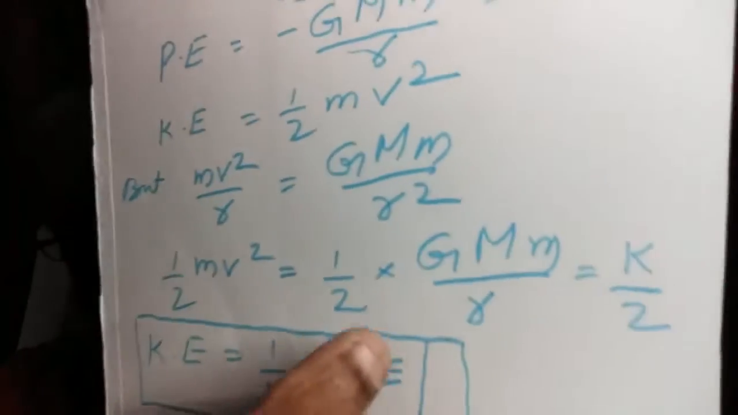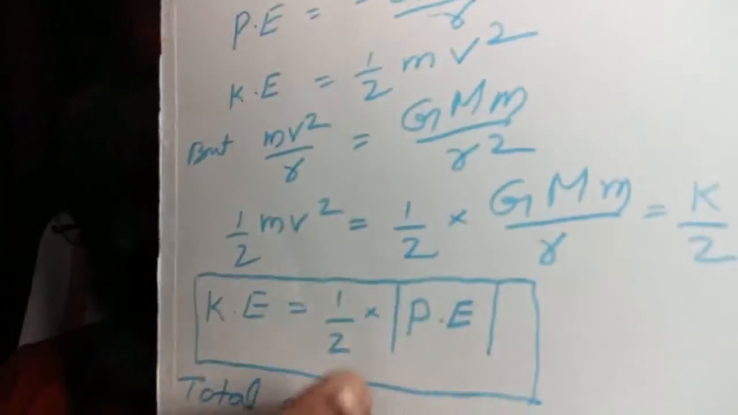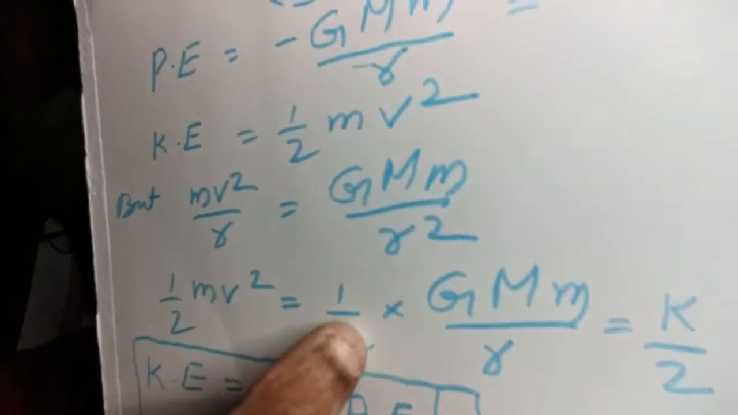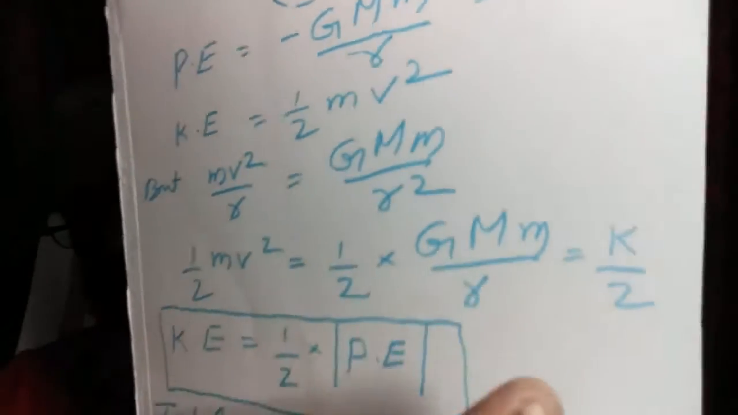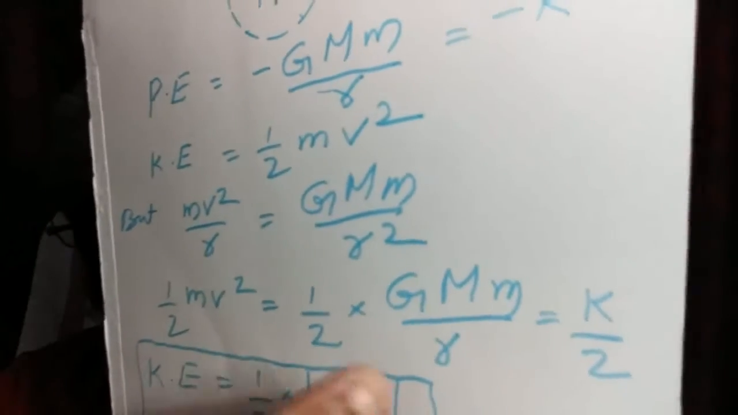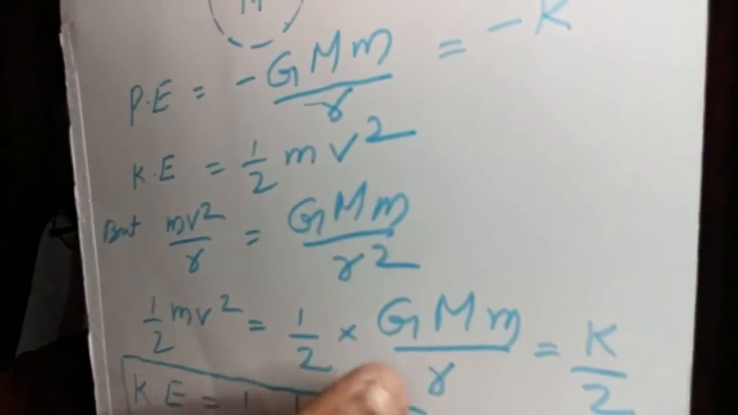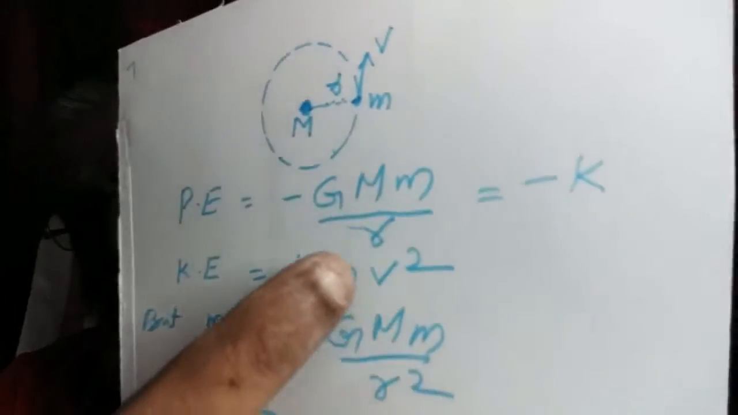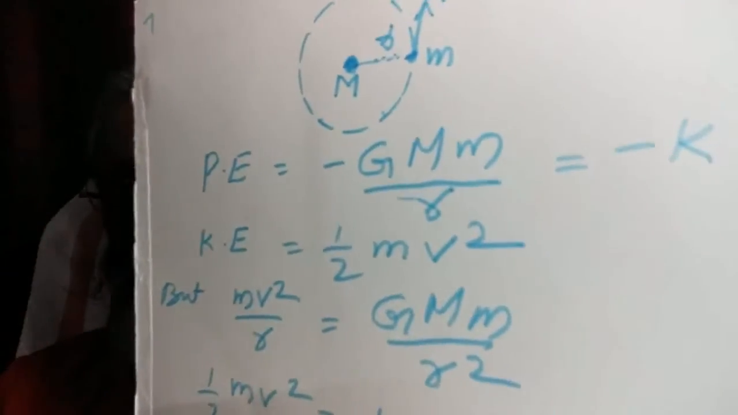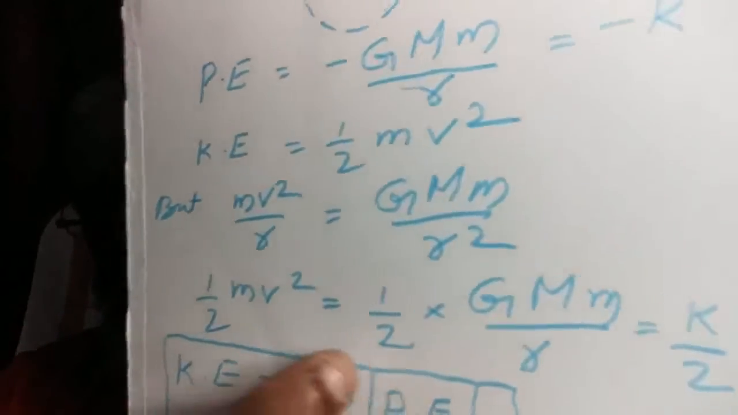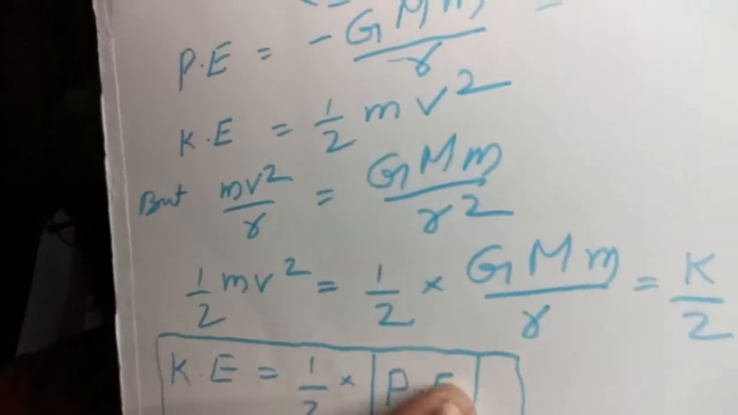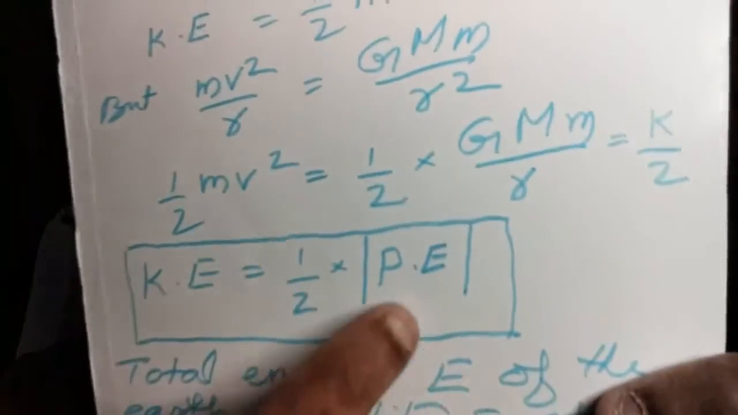Now from this it is clear that kinetic energy equals half of the modulus of the potential energy. That modulus means without sign, only its value, magnitude. Potential energy is minus GMm by r, so modulus is GMm by r. So kinetic energy equals half of the modulus of potential energy.